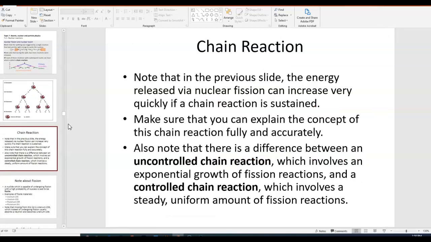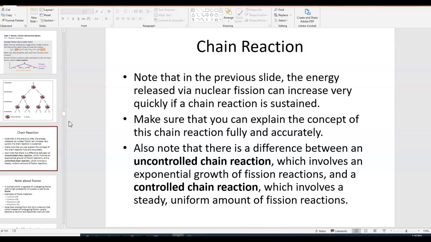Okay, now there is a difference between a controlled and an uncontrolled chain reaction that you probably need to know about. Make sure you can explain the concept of the chain reaction fully. An uncontrolled chain reaction is what we saw in the last slide. It involves an exponential growth of fission. In other words, one neutron leads to 2 neutrons, which lead to 4 neutrons, and 8 neutrons, and so on.